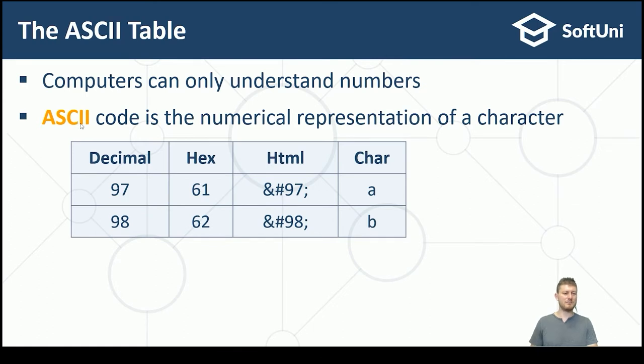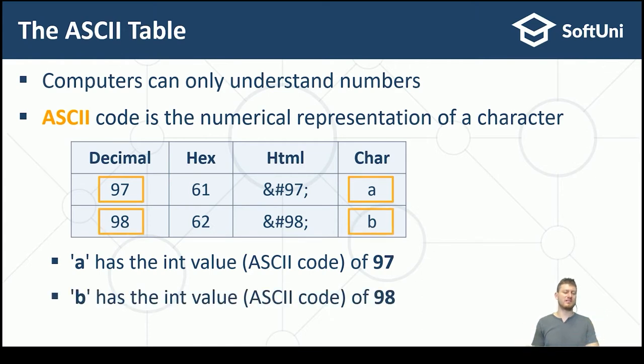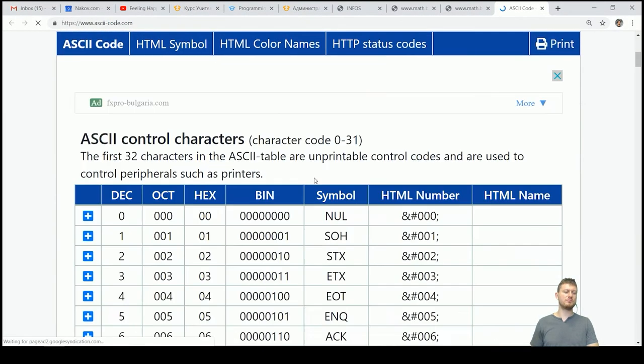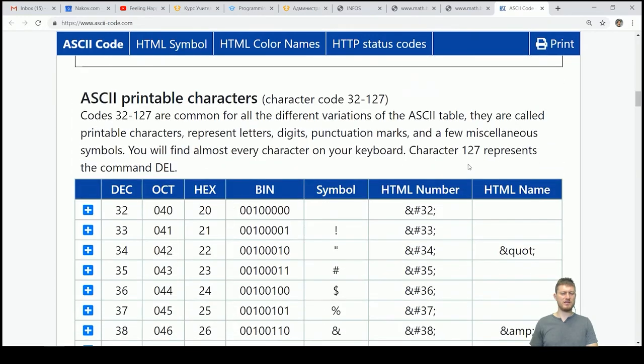So ASCII, American Standard Code for Information Interchange, is the numerical representation of a character. For example, the character number 97 is the char a. The char b is 98. This is in hex and this is in HTML. So characters have an ASCII code. ASCII is the American standard for the characters. It's a standard, and you can learn more at ASCIICode.com. There are many sites like this, which show the numbers and their representation.